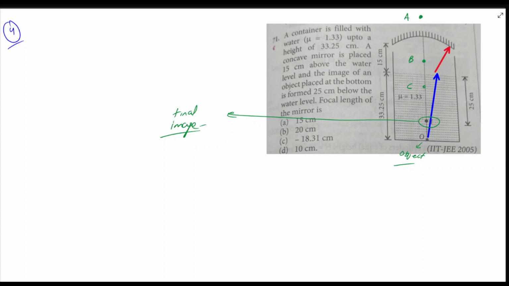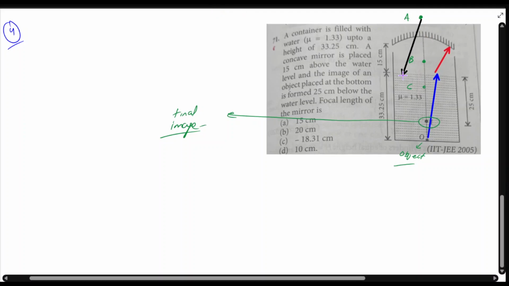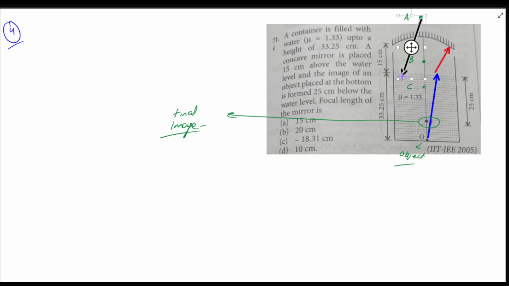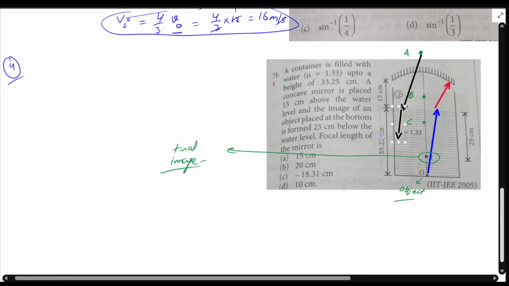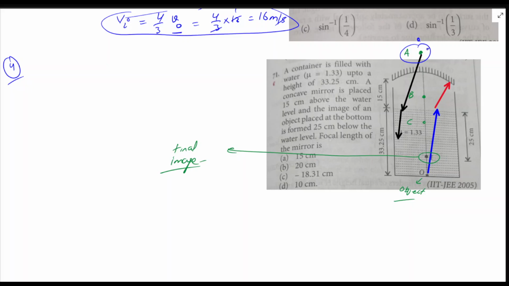Let me show you. So these rays, let me show you with the black pen, will go like this, right? And after refracting at this surface, they will move like this, right? Due to this, what will happen? The image will be here, not here. So the A point is wrong. Are you getting me? So the image will be like this. So A point should not be the image after reflection from the surface.